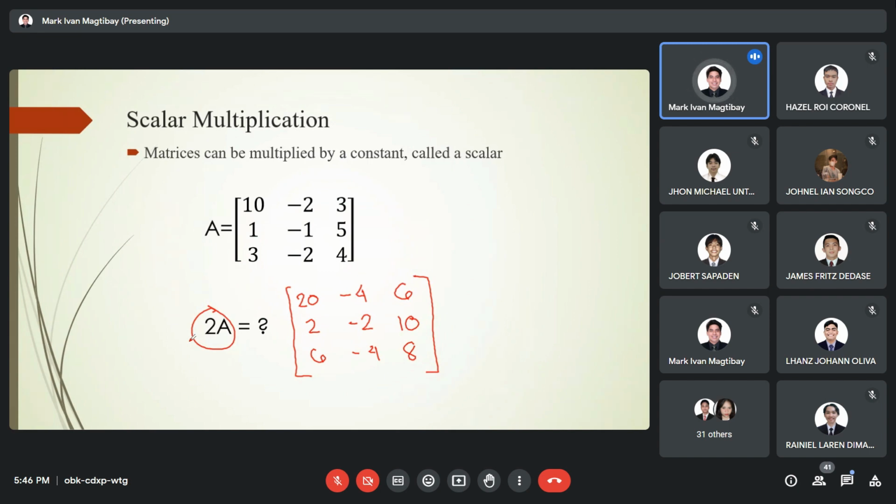Pwede po tayong mag-multiply ng any constant value to its respective matrices po natin. Okay? So, apat na po yung nadaanan natin: addition, subtraction, multiplication, at saka yung scalar multiplication natin.